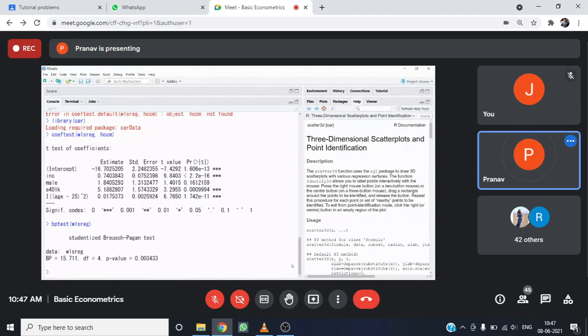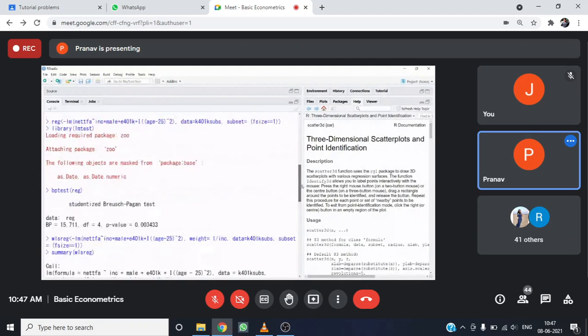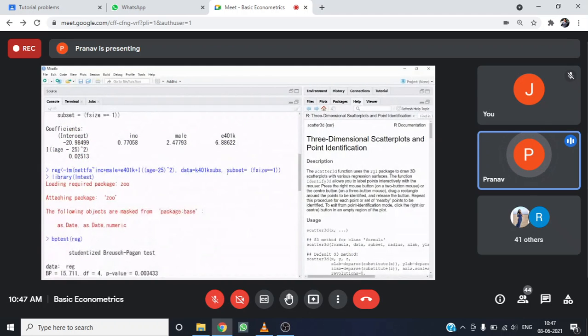So there is this method in which what we do is we go ahead with simply running the linear regression as it is. That is, we run the OLS of the original model. So we'll run this OLS model as it is. Then we obtain the residuals from this regression equation.